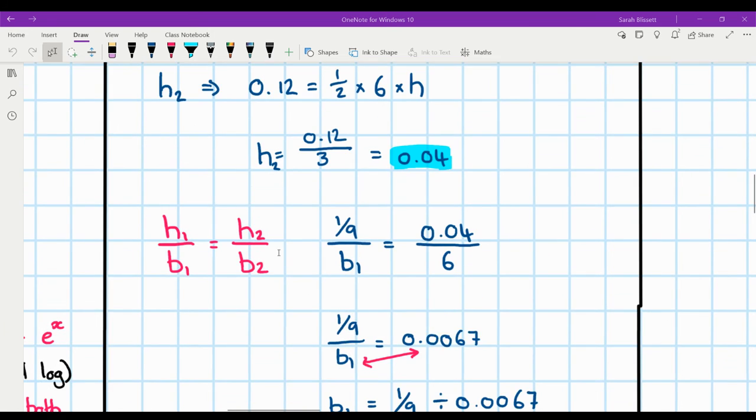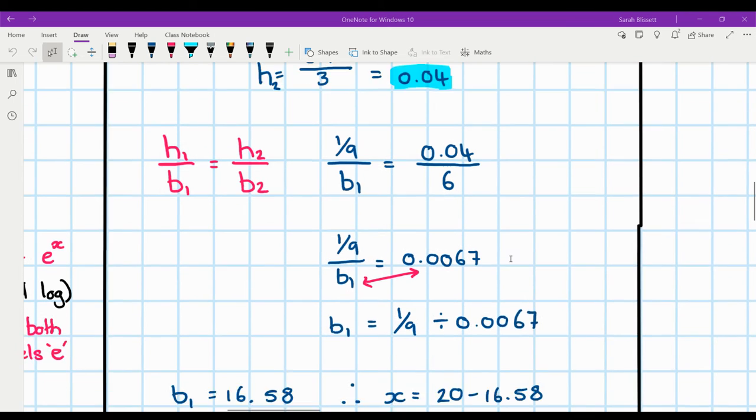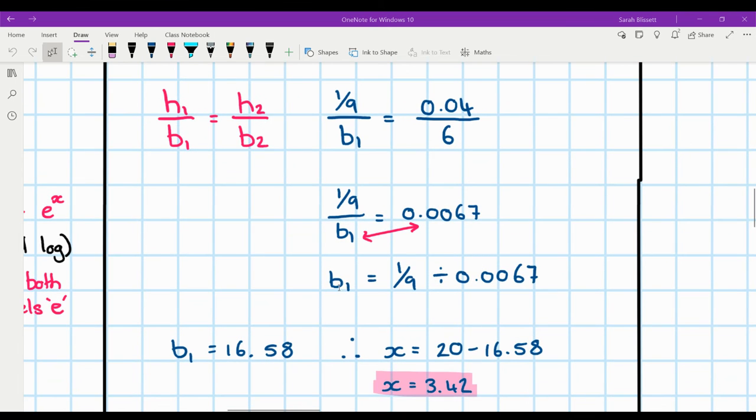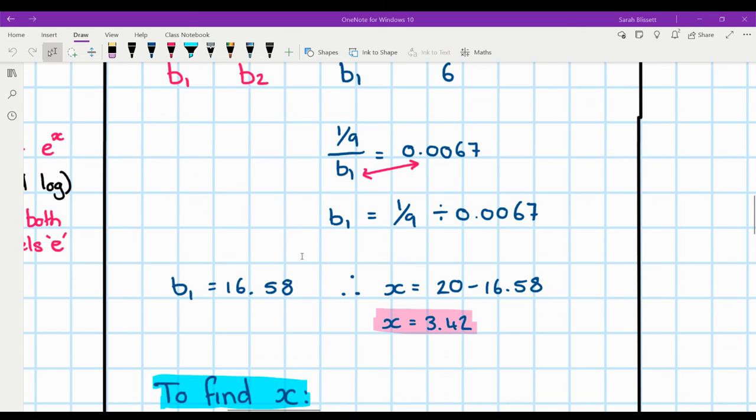Using our ratio of right angle triangles, we have 3 of the pieces that we need. We have h1, we have h2, and we have b2. Therefore, we can rearrange and find b1. Now, what you need to remember, though, is that b1 is the length of the base. So the length of the base is 16.58. So the x value that we're actually looking for is 20 minus 16.58. So our x value is actually 3.42.